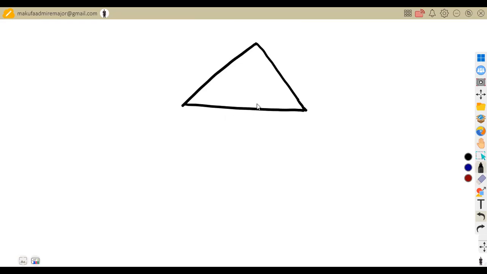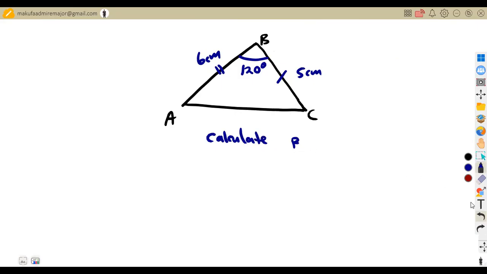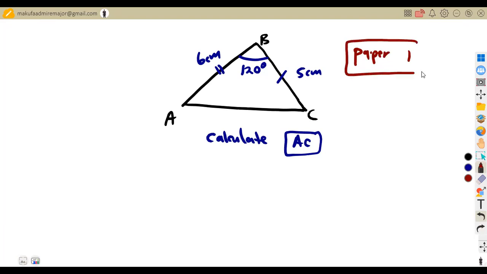All right, so this is what is going to happen here. They will give you a triangle ABC. Given triangle ABC, you're also given angle ABC, which is 120 degrees. Then you are given this side 5 centimeters, then this other side given as 6 centimeters. Then you are asked to calculate AC. You are in paper 1, take note, you are considering paper 1 where you do not have a calculator.